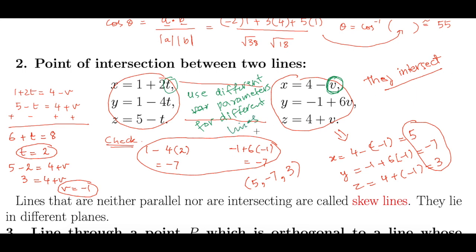Now this is just another piece of information for you: if the lines are neither parallel nor intersecting, they are called skew lines. These are lines which lie on different planes, so they never intersect, but they are also not parallel. In two dimensions, if the lines are not intersecting, they have to be parallel. Correct?